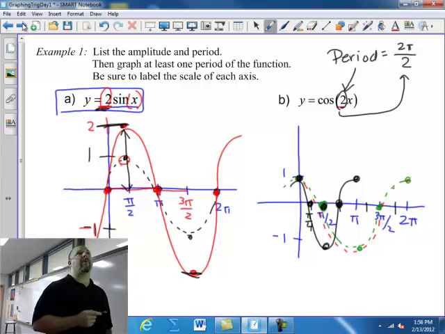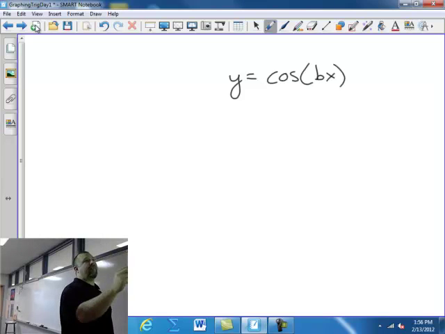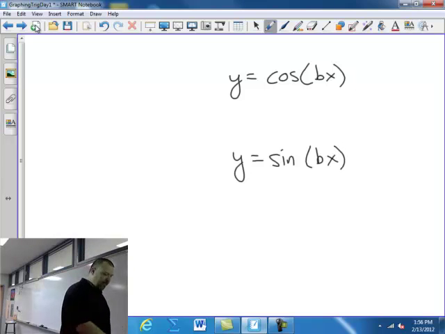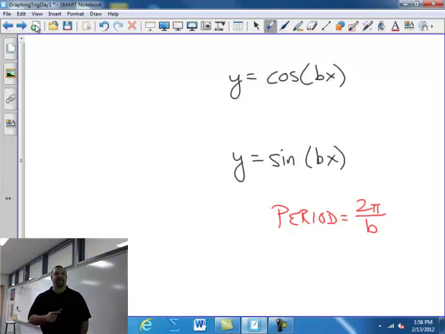Okay. So in general, what we have here is if y is equal to cosine of bx, or even if y is equal to sine of bx, so if there's some number in front of x multiplied by x, the period is simply going to be 2 pi divided by b. So instead of multiplying, we're going to divide. So if b was a fraction, copy dot flip, we multiply by the reciprocal.